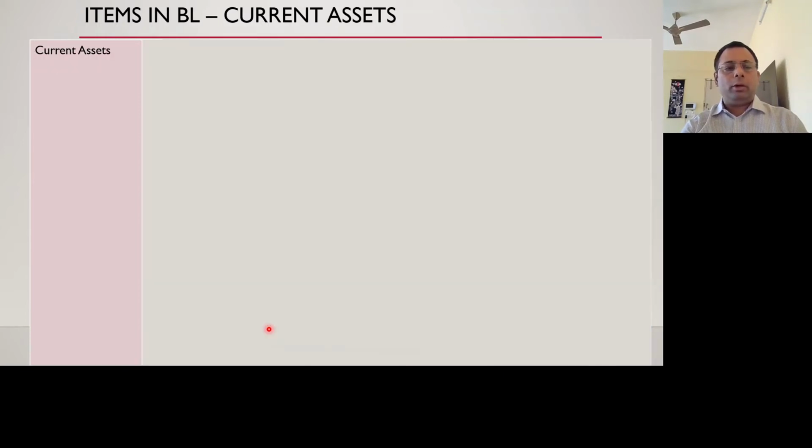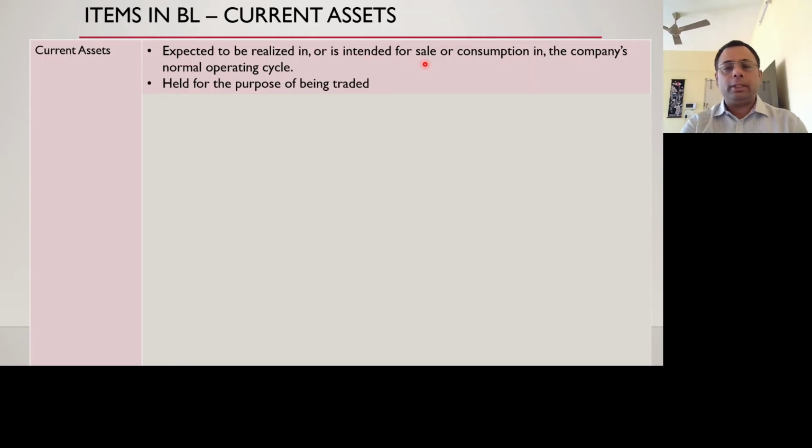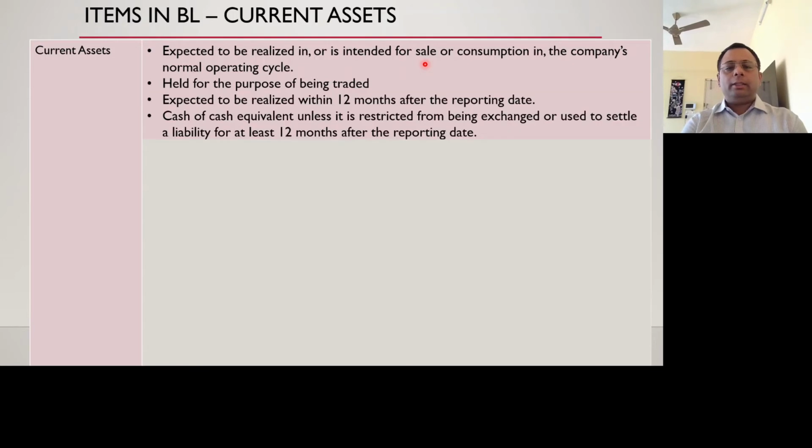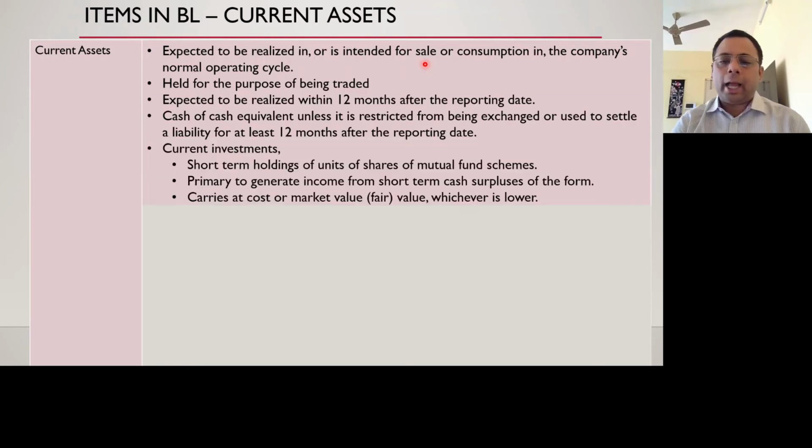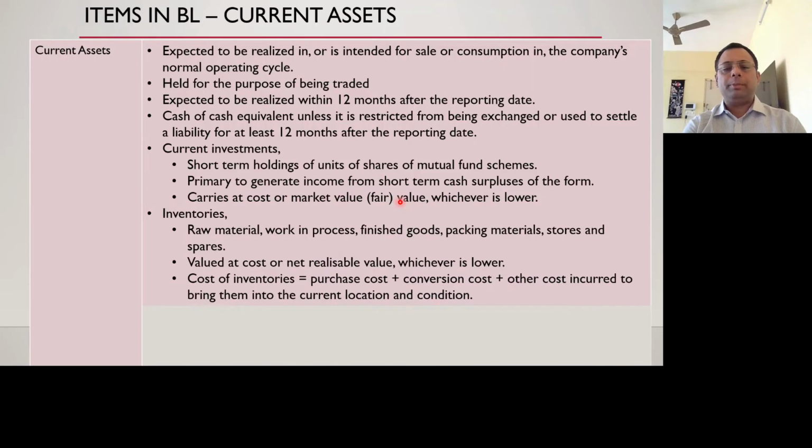Okay, so what are current assets? They are assets intended for sale in the normal operating cycle, say of 12 months or so. This is basically held for the purpose of trading, and it's something like cash or a cash equivalent, which is going to be settled within 12 months. That's the motive of these kinds of assets. So it could be short-term investments in mutual funds or in shares of other companies, and basically these are considered at cost or market value, whichever is lower.